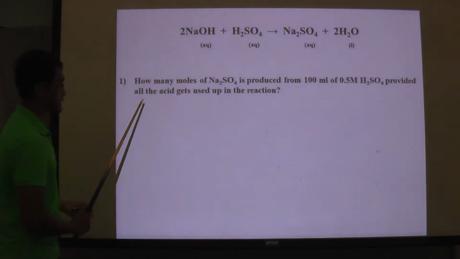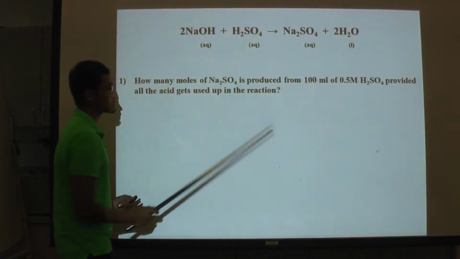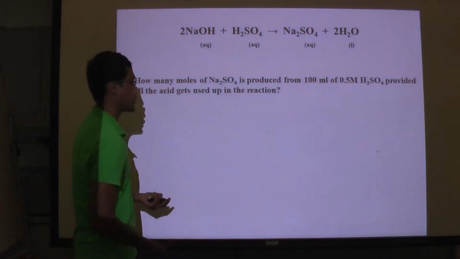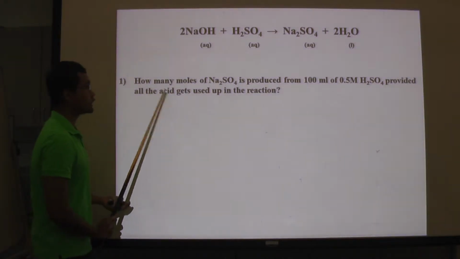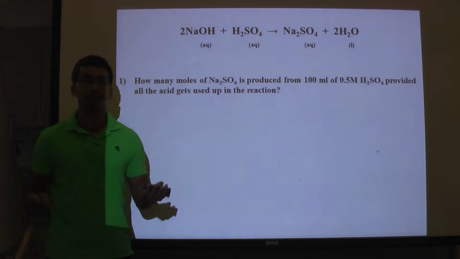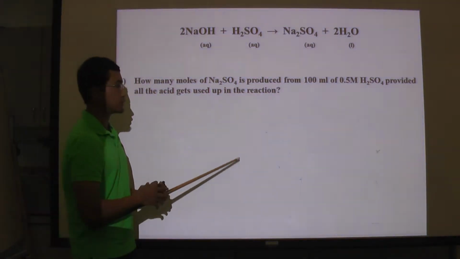The first example asks how many moles of sodium sulfate, the salt, are produced from 100 milliliters of 0.5 molar sulfuric acid, provided all the acid gets used up in the reaction. So the sulfuric acid is the limiting reactant in this case. That means all of the sulfuric acid will be used up at the end of the reaction.